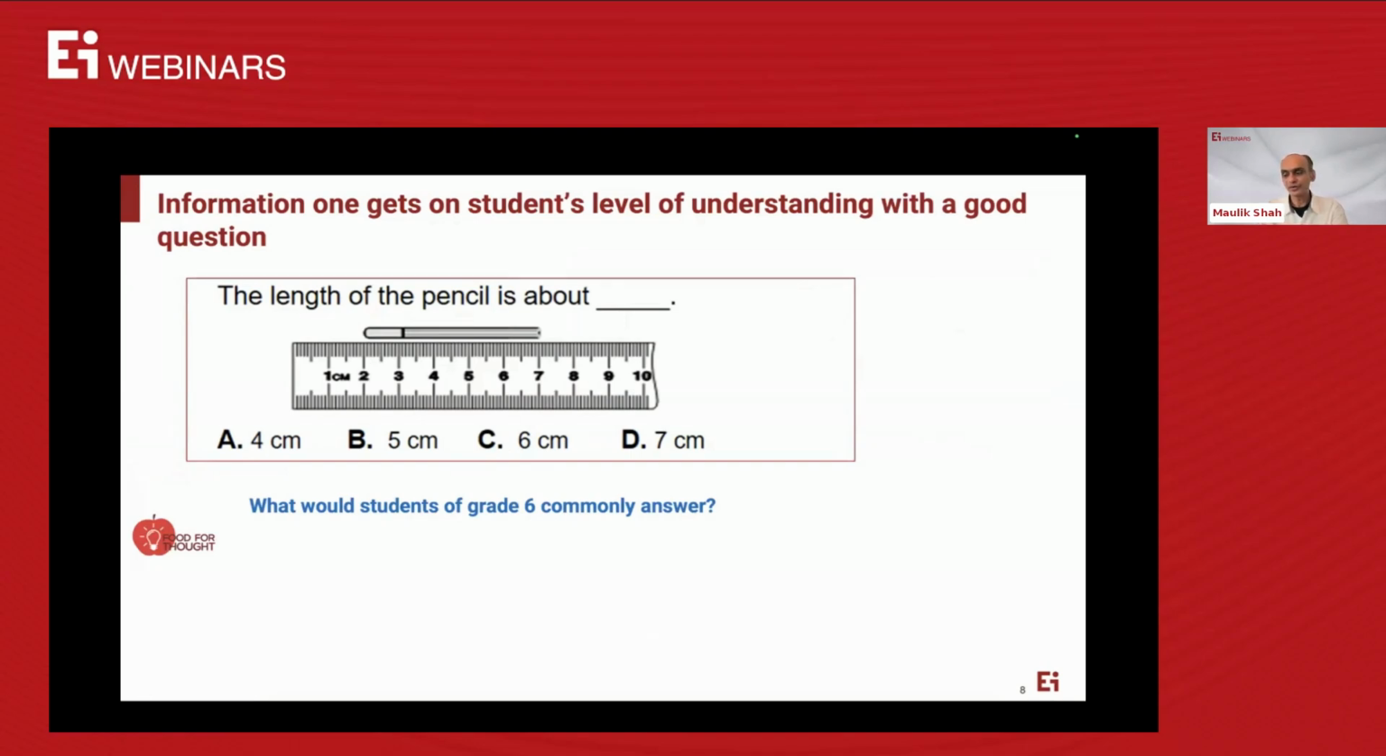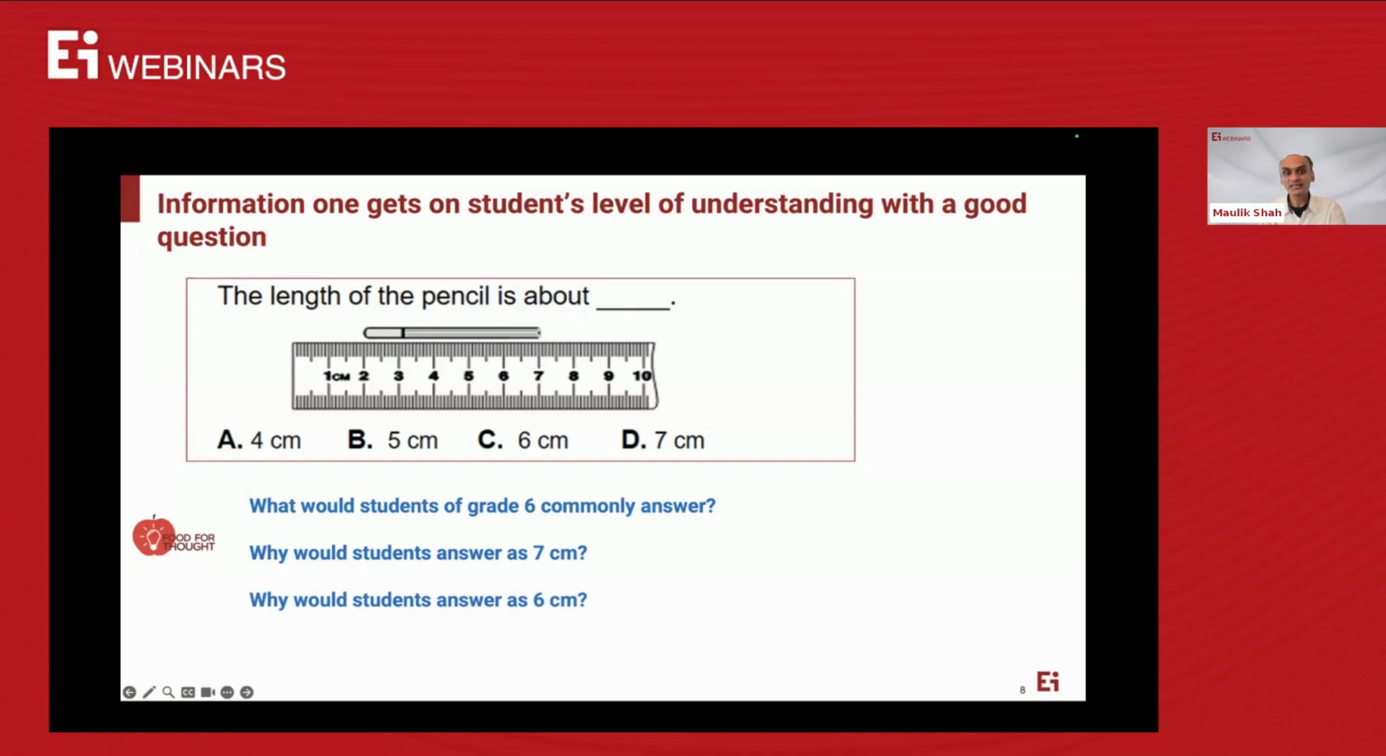In our journey, we found 7 centimeter and 6 centimeter were the most commonly answered wrong options. Across students of grade 4, 6, and 8, we saw that pattern. Why would students answer as 7 centimeter? Because the pencil ends at 7 centimeter. They just have the belief that wherever the endpoint lies, the mark corresponding to that is the length.